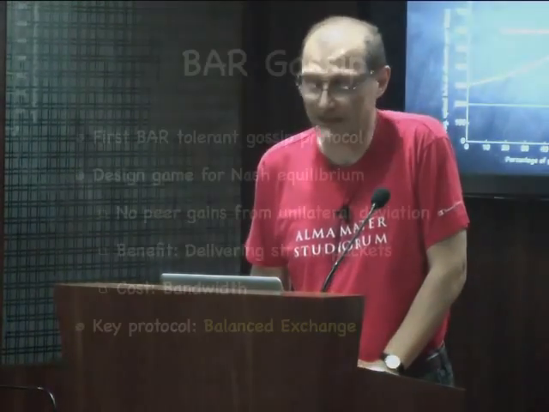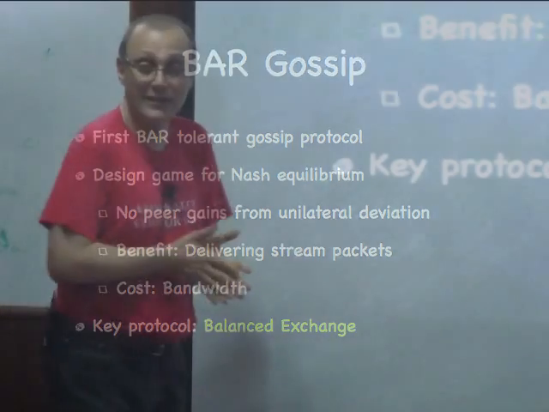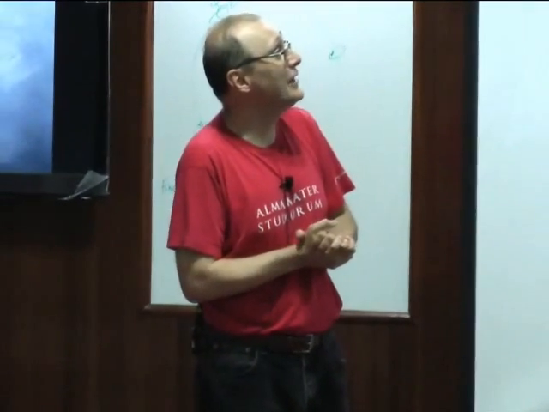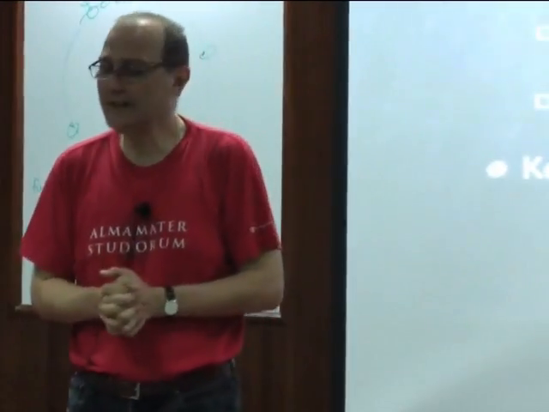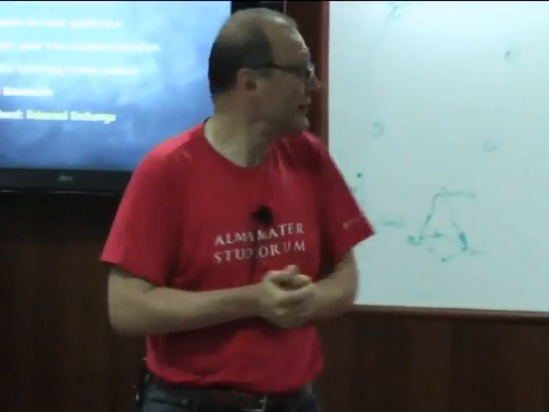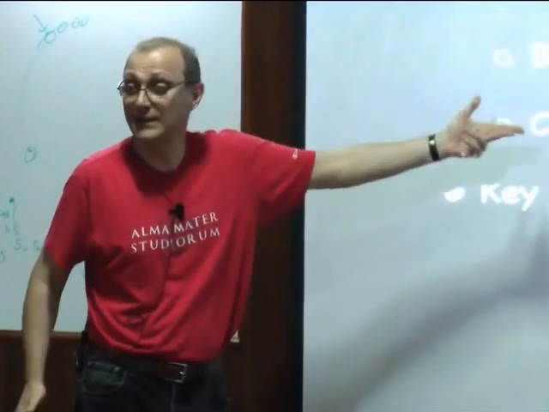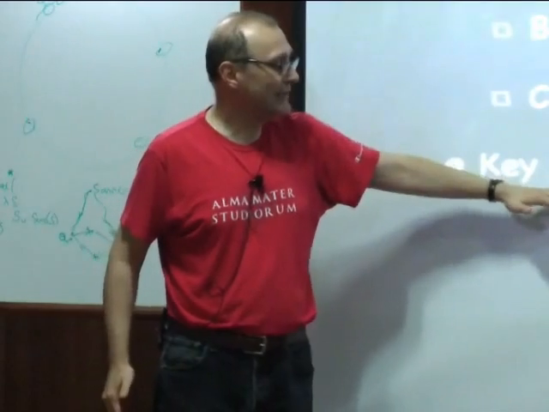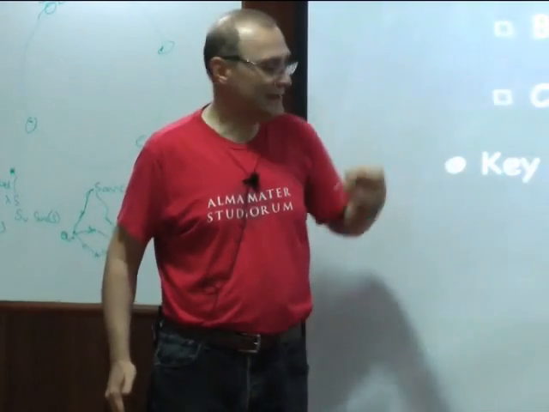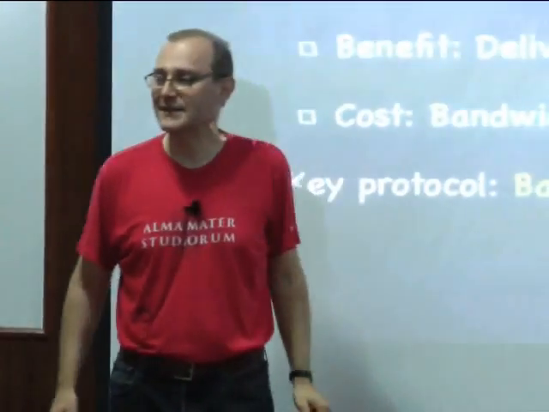The answer that we tried to provide to this situation was to come up with a protocol that we called BAR Gossip. This was the first BAR-tolerant gossip protocol, and the solution concept we went for was a Nash equilibrium. Here are the parameters: the benefit is from delivering the packets of the stream, and the cost is bandwidth. The protocol at the basis of this BAR Gossip mechanism, at least in first approximation, is one we called balanced exchange.